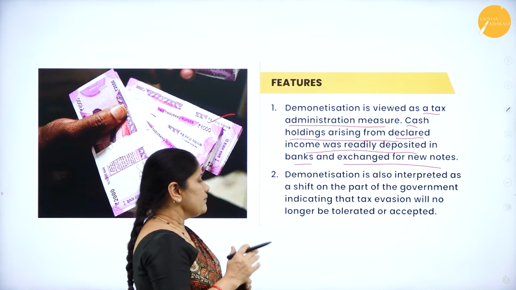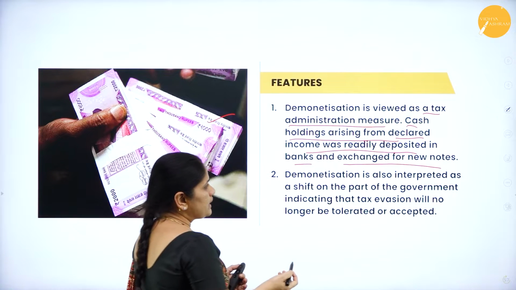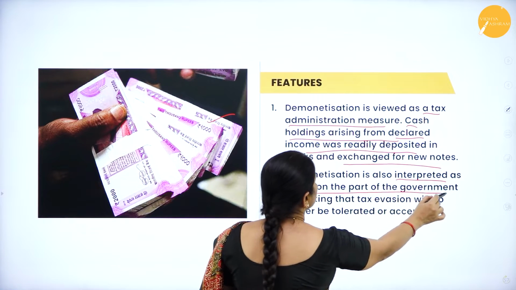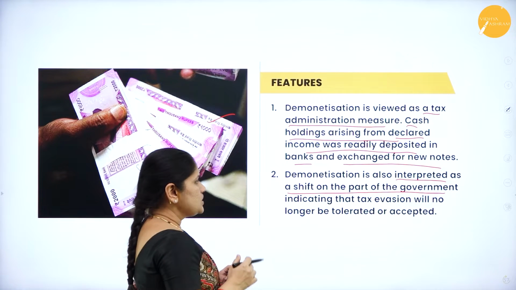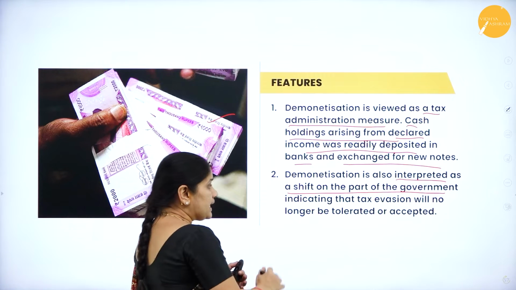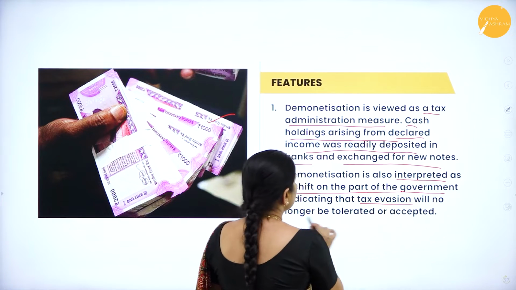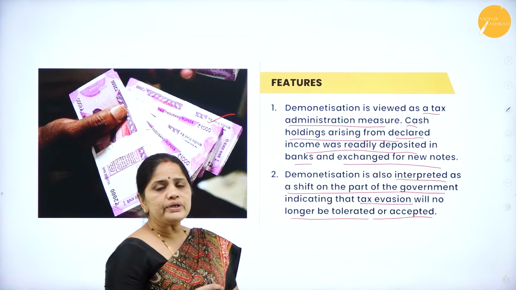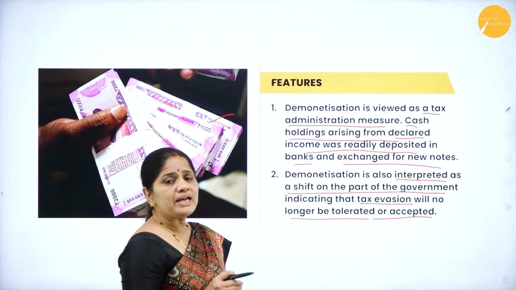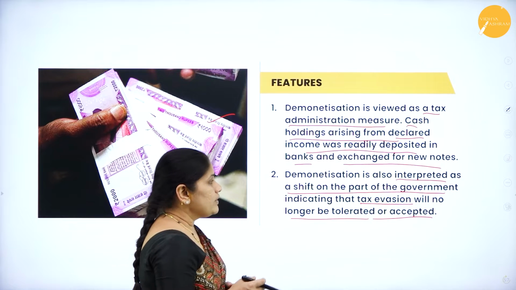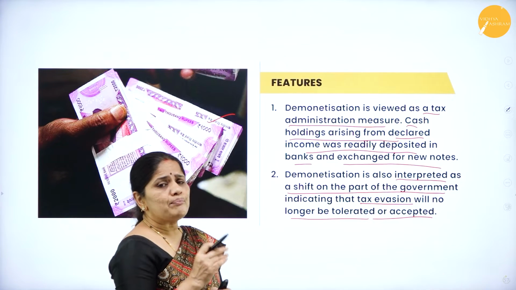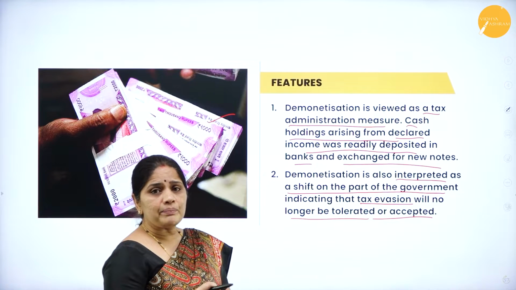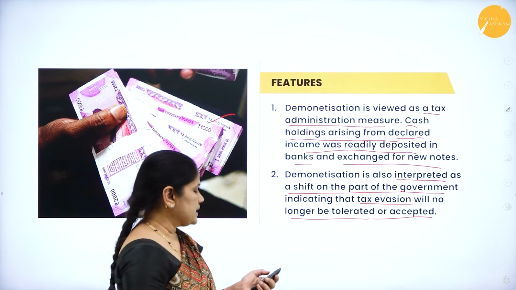Then next, we could also see that demonetization is interpreted as a shift on the part of the government, indicating that tax evasion will no longer be tolerated or accepted. Through demonetization, the government wanted to ensure that tax evasion and black money hoarding will not be tolerated and will be taken very, very seriously.